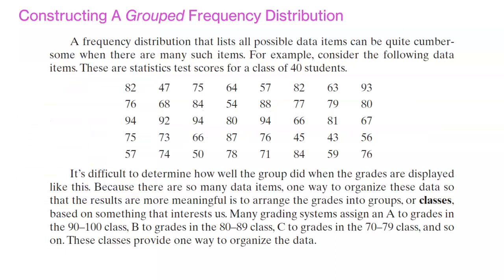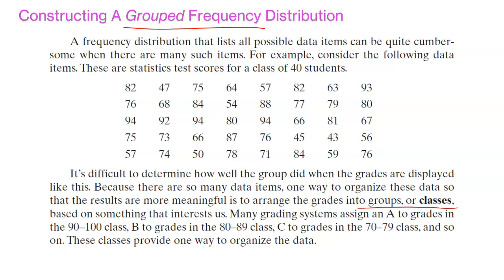So what we can do is instead do a grouped frequency distribution where we create classes and group sets of numbers together. A standard grading scale does that automatically. Your typical grading scale within a school system is a grouped frequency distribution. You've got A's, which are 90 to 100, B's, 80 to 89, C's, 70 to 79.